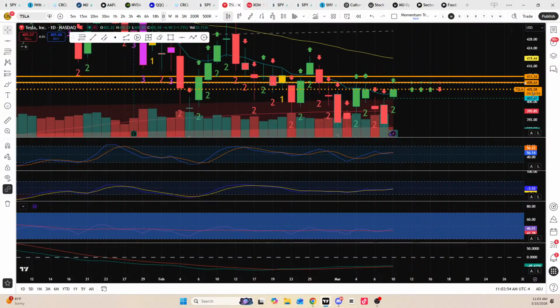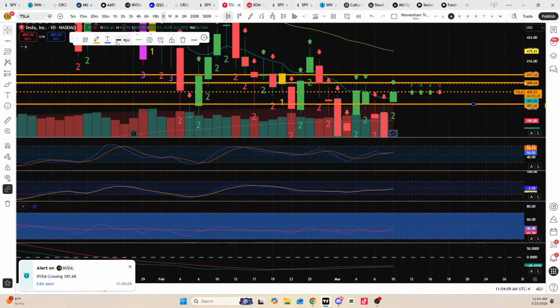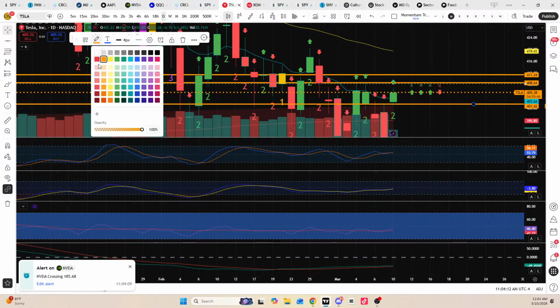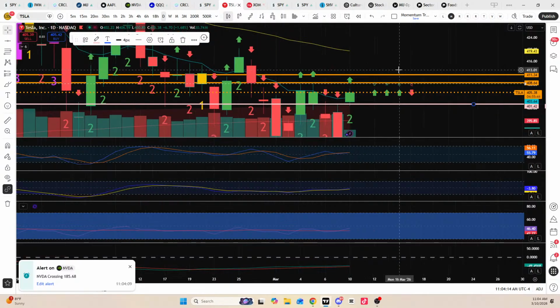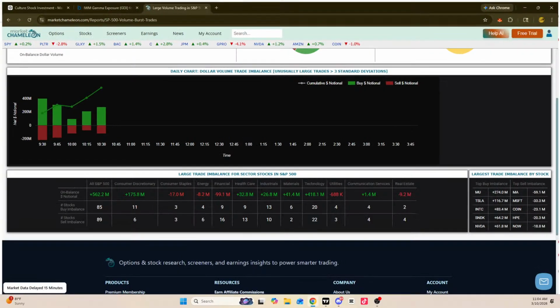I wouldn't blame somebody if they want to test it up to 408. I would use this 402 as support, 402.30. As long as it holds above there, you can stay in your trade. We're going to use that as support on this particular Tesla look. And prime entry is really sitting around like 404.60, I want to say. Let's pull up the gamma on Tesla too. Let's see what it's hitting for.